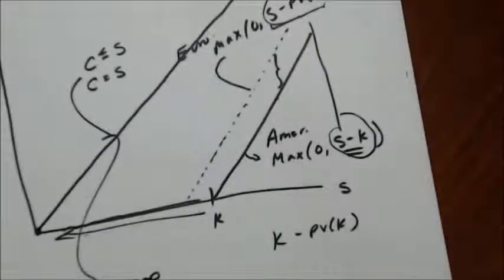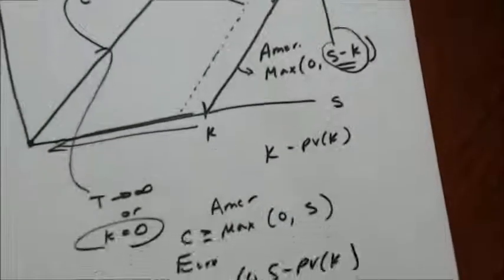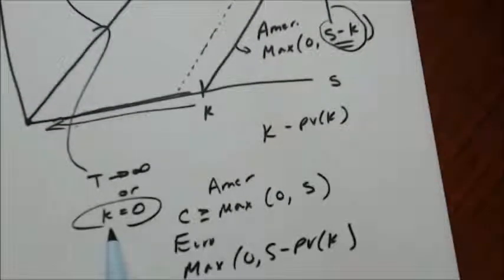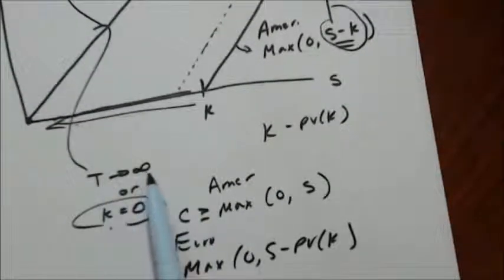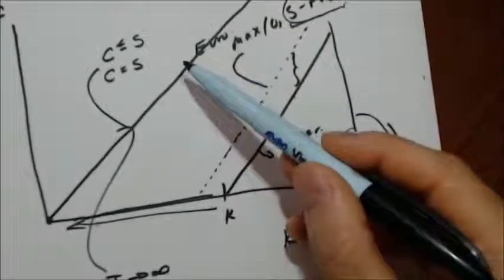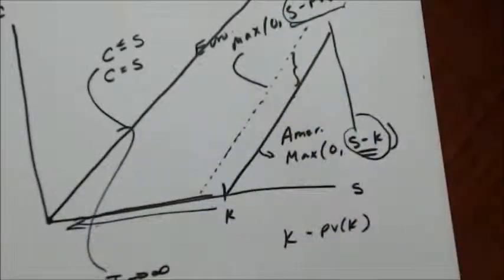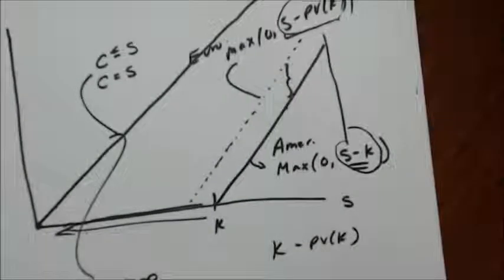Okay, so there I just accounted for K equals 0 right here. But what happens if T goes to infinity? How does that relate to this upper bound? Well, look what happens.